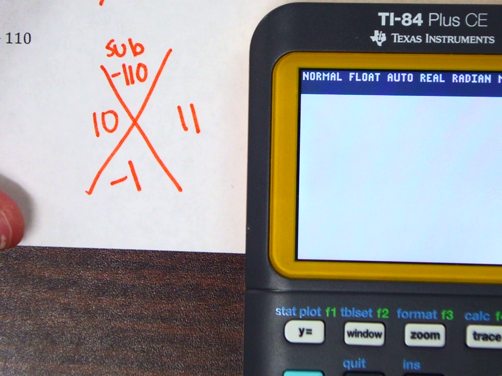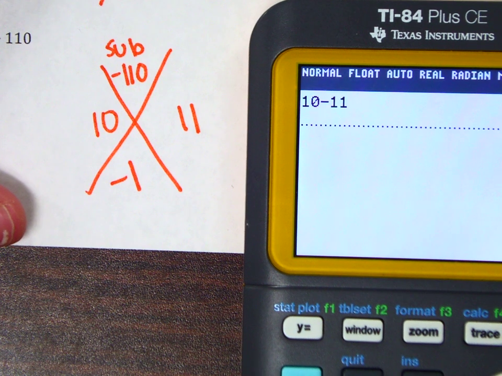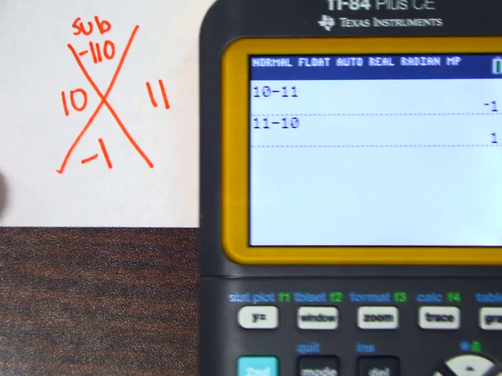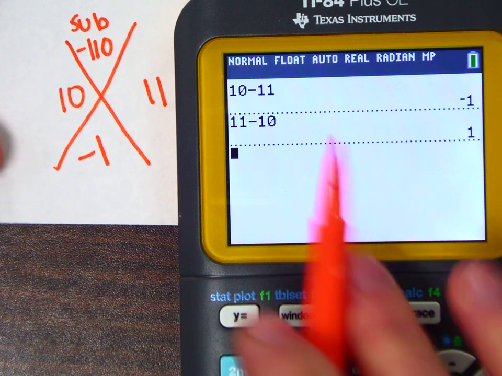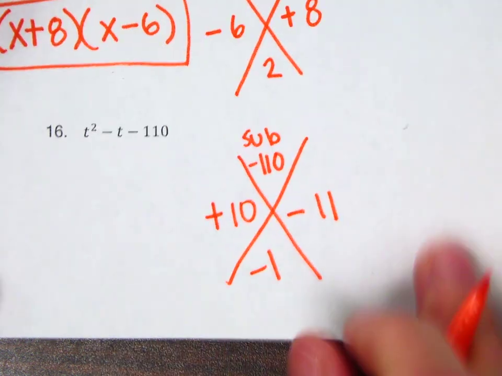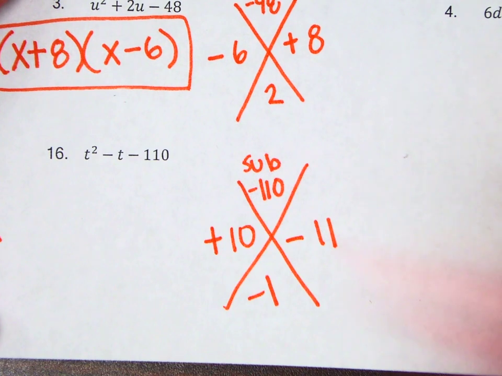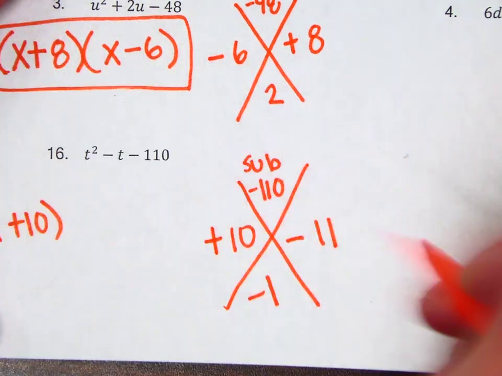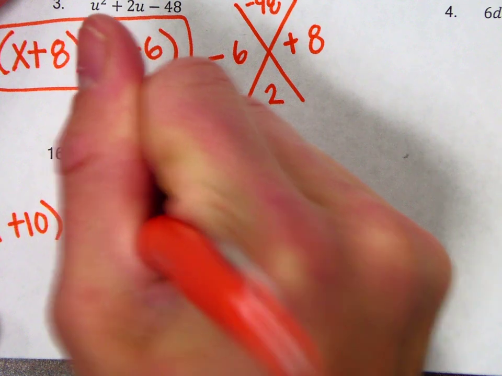So because you're subtracting, your signs are different. So do I want 10 minus 11 or 11 minus 10 to make a negative 1? Well, I want 10 minus 11. So positive 10, negative 11. So x plus 10, x minus 11.